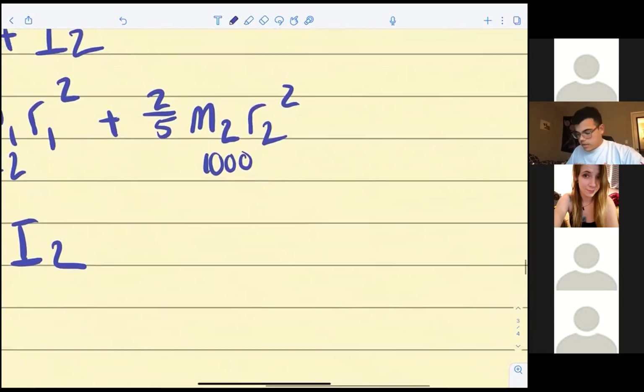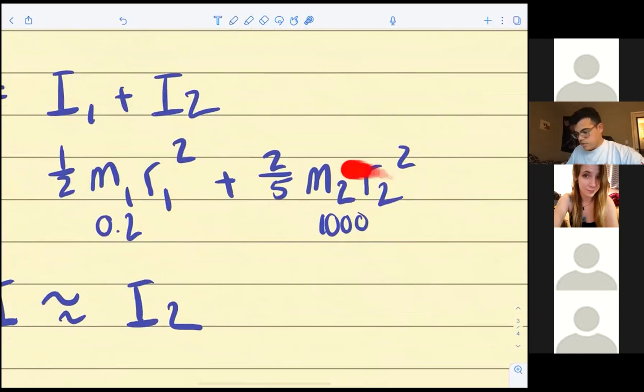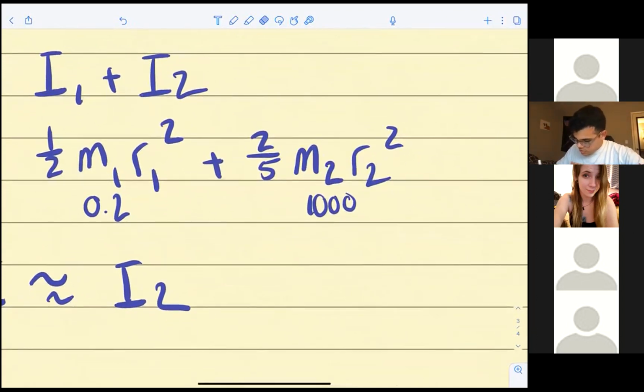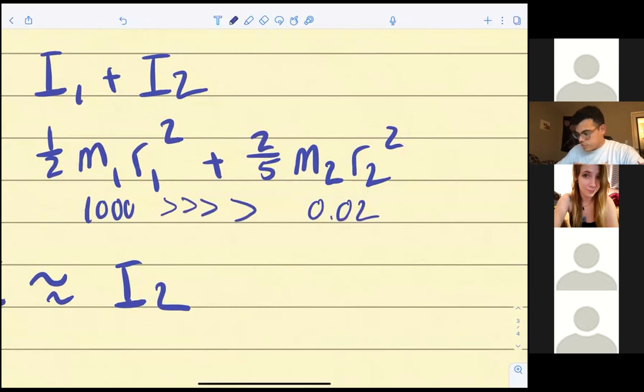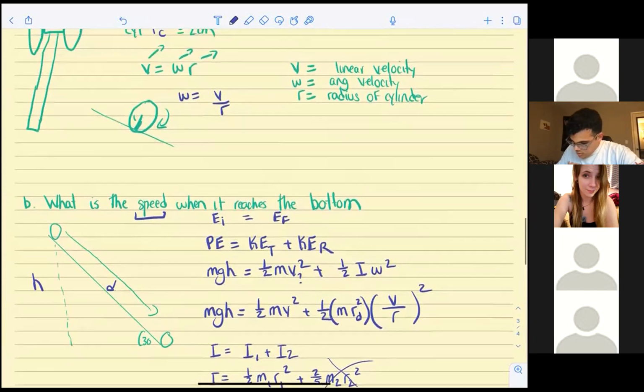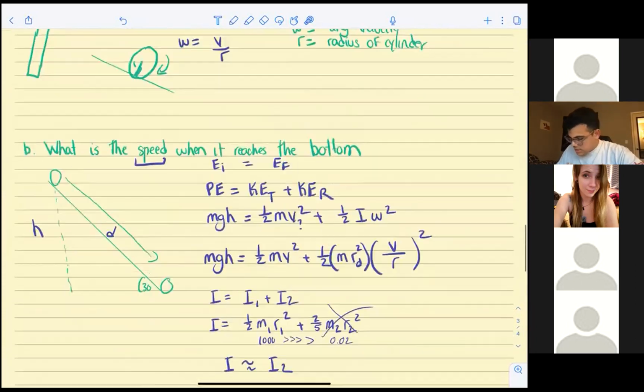Luke asks, where are we getting 2/5? That's just the coefficient that goes in front of the moment of inertia of a cylinder. And I think it's 2/5. I'm not even sure. But oh, I wrote this backwards. What I'm trying to say is this is much greater than that, right? So this term is negligible. So now we've defined the moment of inertia, and this should be squared. And now this should be V over R squared. But the question is, once again, is this R the disk or the cylinder?